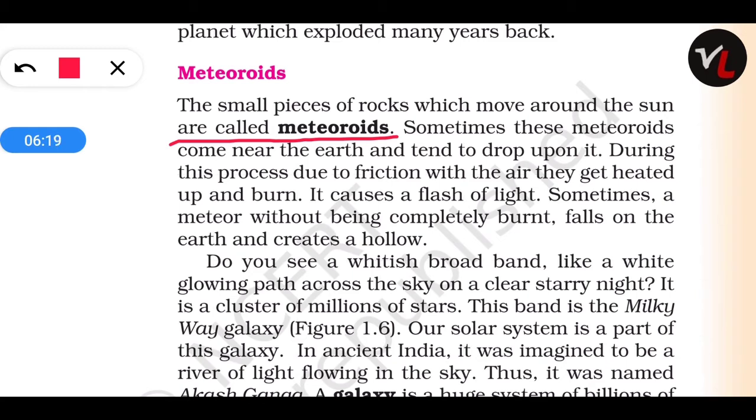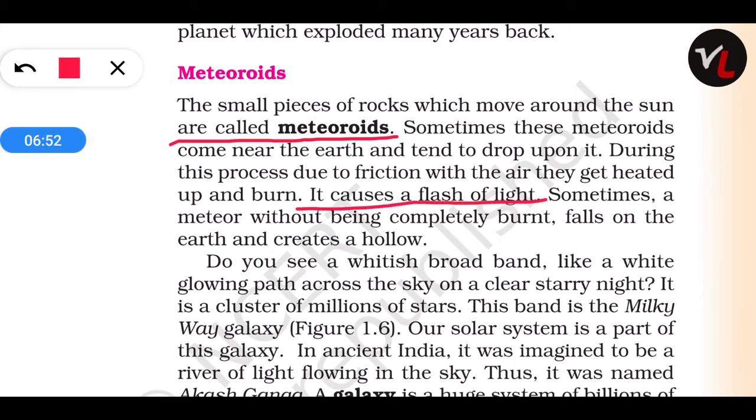Sometimes these meteoroids come near the Earth and they tend to drop on it. During this process, there is friction between the air and these objects. So there is friction encountered by these meteors and they get heated up and burn. When they come to the Earth's surface, they come in contact with the atmosphere or air. There is friction between the two, and it gets heated up and burns. It causes a flash of light.